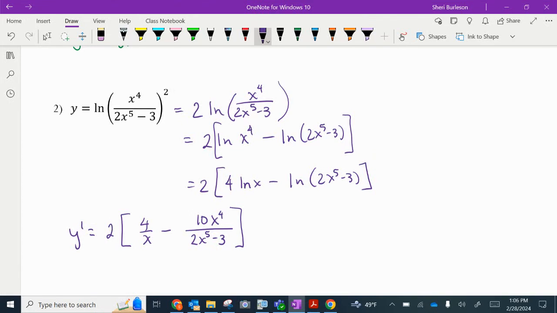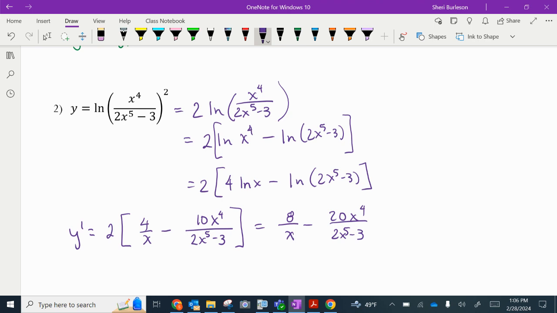Yes. Are you gonna deduct points if we don't simplify down to 4 over x like in class? Yeah. No, you don't have to. You can if you want to, but you don't have to. If you distributed the 2, you would have 8 over x minus 20x to the 4th over 2x to the 5th minus 3. I would hope that you have enough confidence in me as your teacher to recognize that this answer and this answer are equivalent.